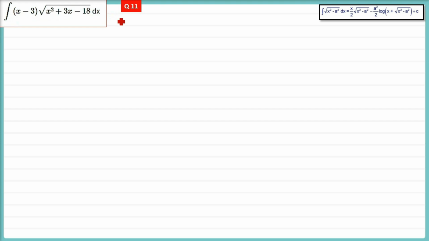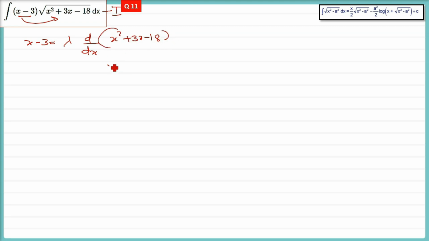Now we have x minus 3 under root x square plus 3x minus 18. Now in place of x minus 3, we would like to write something coming out of x square plus 3x minus 18. So x minus 3 will be equal to lambda, any constant you can use, a lambda or mu or a or b, capital A, capital B. So lambda into d by dx of x square plus 3x minus 18.